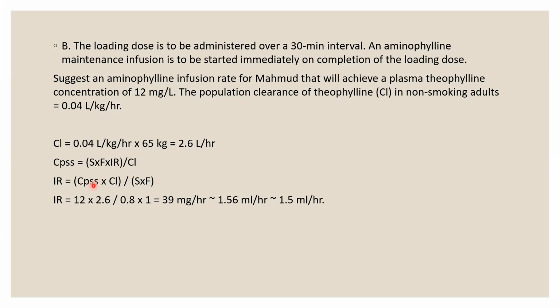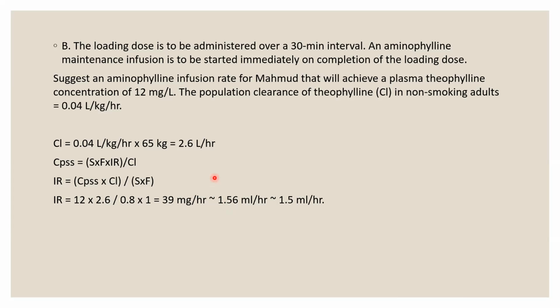Then we use this formula, CPSS equals S times F times IR, infusion rate, divided by clearance. So we convert this to get the IR that we want: IR equals CPSS times clearance divided by S times F. So we put in the clearance and all this, then we get 39 milligram per hour.